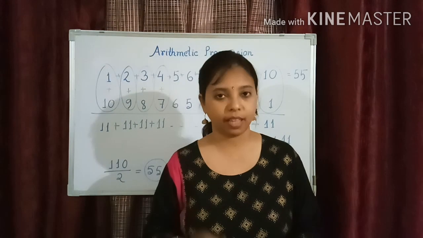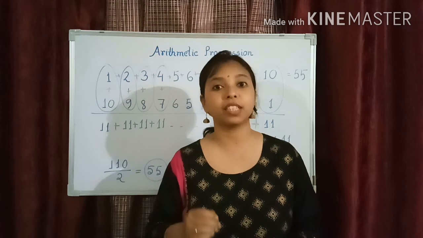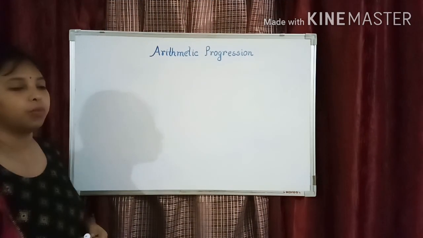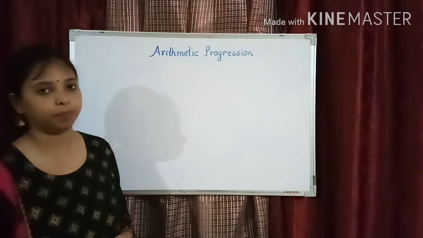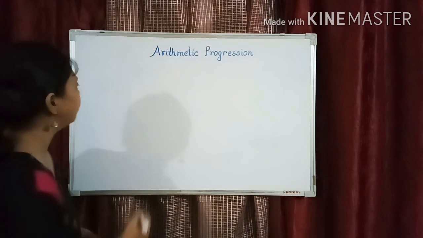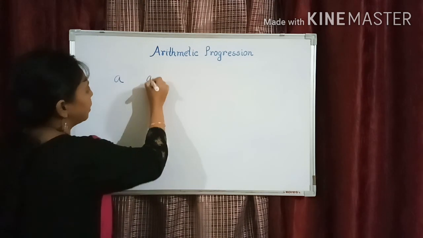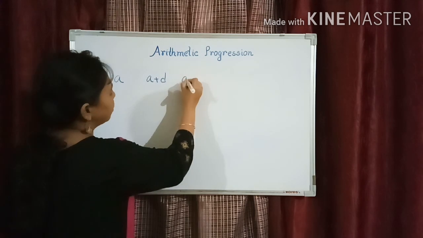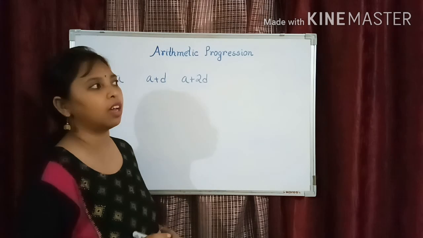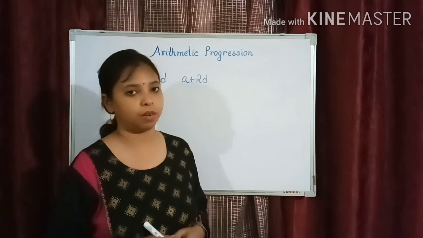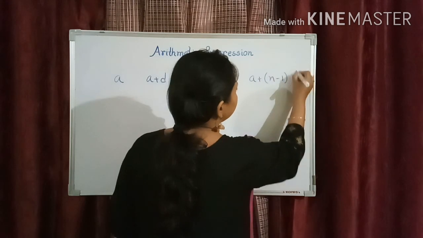So now by the same process I can find the formula for the sum of the first n terms of an AP series. Suppose we take the first term of the AP series as A and the common difference as D. Then the series will be: first term will be A. As it increases by D, the second term will be A plus D, the third term will be A plus twice D. In this way, the last term, suppose there are n terms, then the last term will be A plus n minus 1 D.